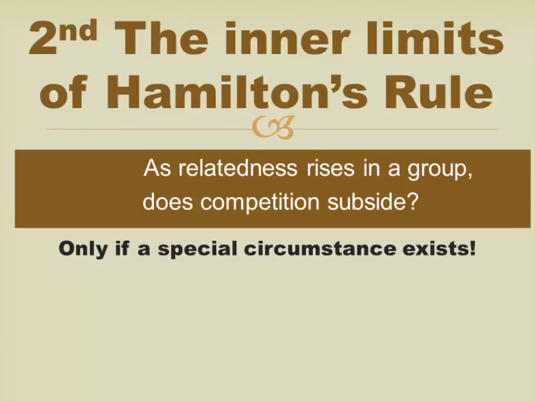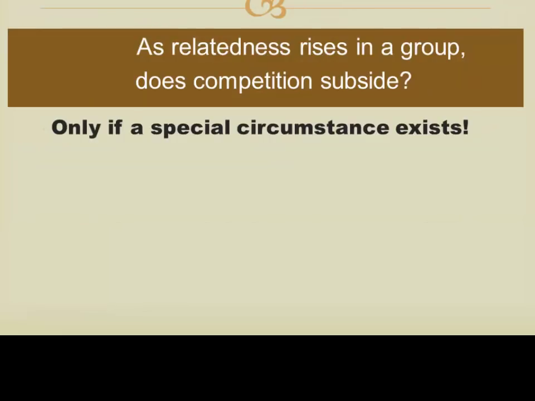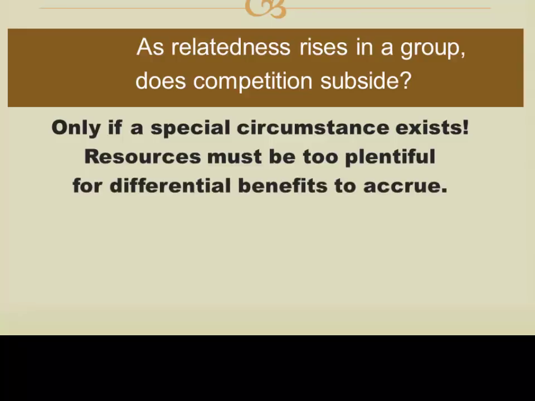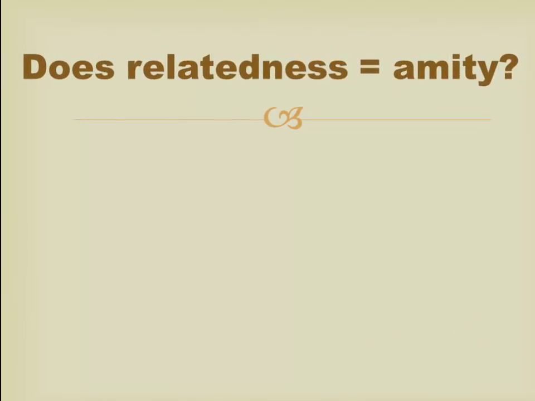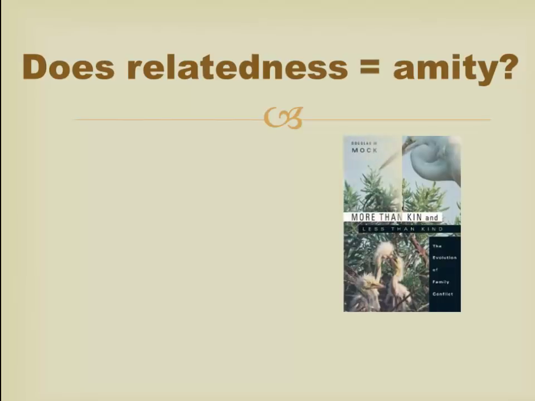And since that time, the argument is that as relatedness rises, you'll get a reduction in competition only if a special circumstance exists, and that is that resources have to be too plentiful for differential benefits to accrue. So if you take a group of kin and you stick them in a situation of unlimited resources, then of course cooperation is going to be quite easy and altruism is going to flow, and that's because there's nothing to argue about. So again, we have this question, does relatedness equal amity?